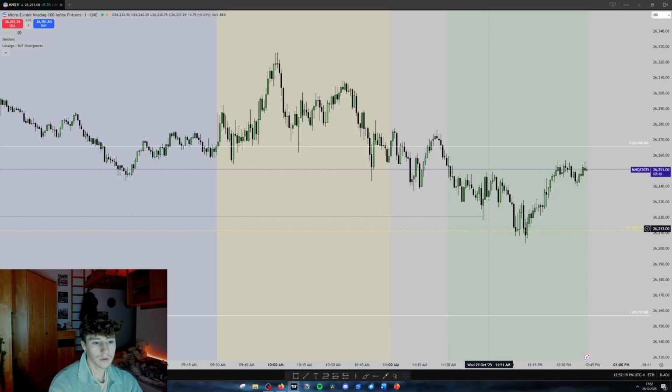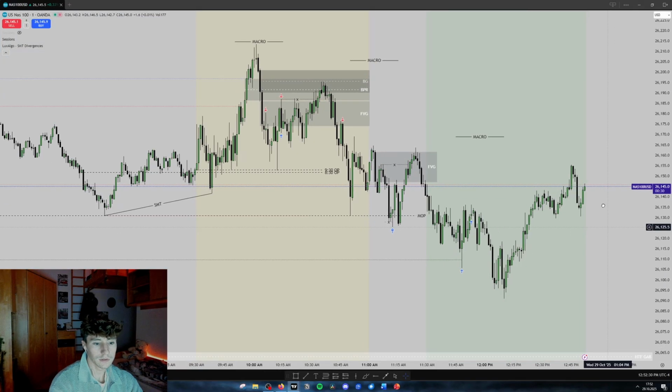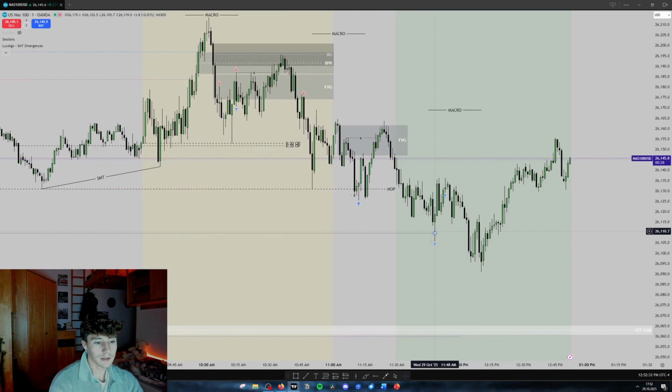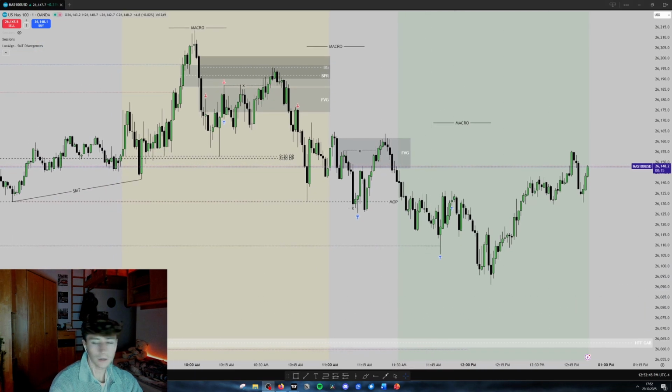But we did not reach consequent encroachment right here, so therefore we could have expected that we would trade even lower. As you can see on NQ, so on CFDs, that's basically the wick right here, and we reached consequent encroachment with trading lower right here. And that could have been your last partial, that would have been perfect, but I'm content with that. Really nice trading day, and that's it.